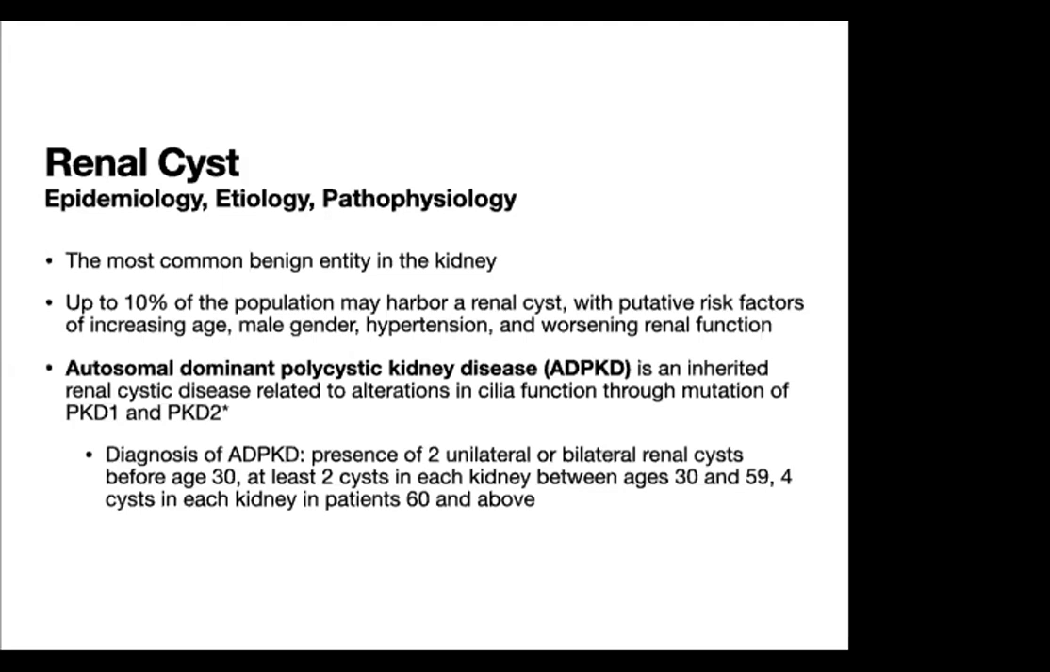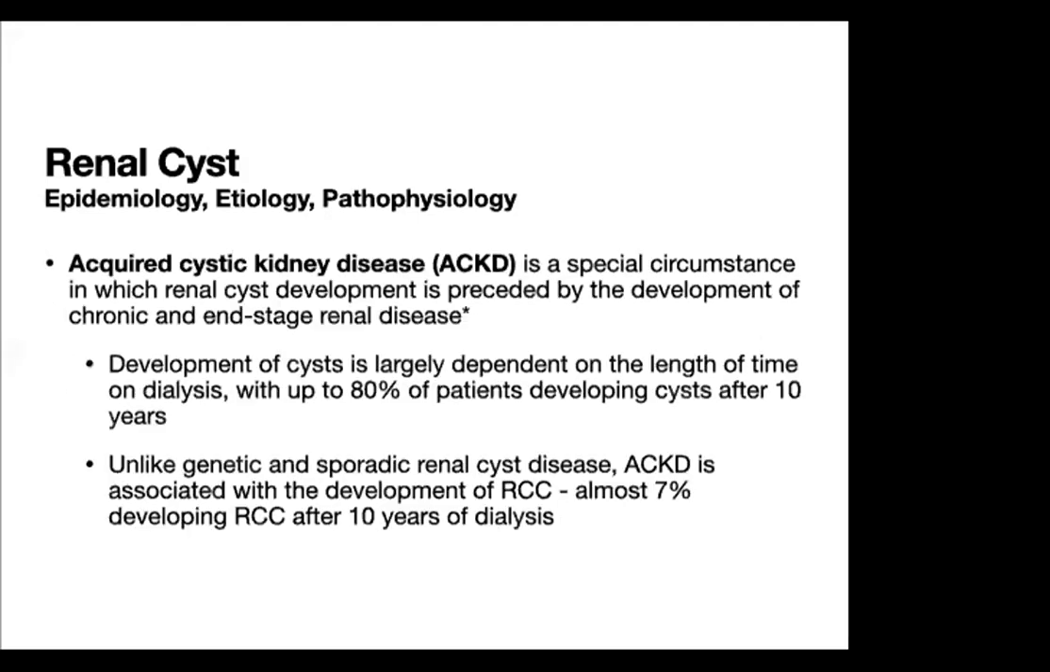So the diagnosis of ADPKD is characterized by the presence of two unilateral or bilateral renal cysts before the age of 30, or at least two cysts in each kidney between the ages of 30 and 59, and four cysts in each kidney in patients 60 and above. ACKD, or acquired cystic kidney disease, is a special circumstance in which renal cyst development is preceded by the development of chronic and end-stage renal disease.